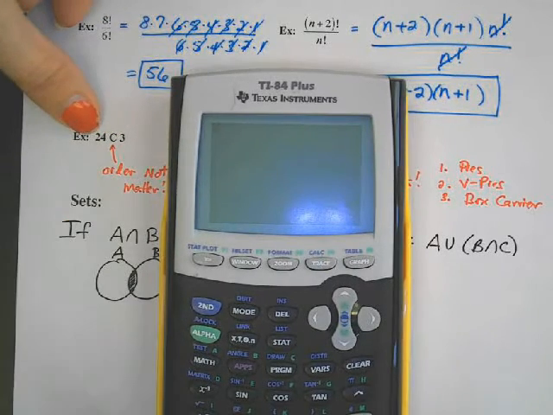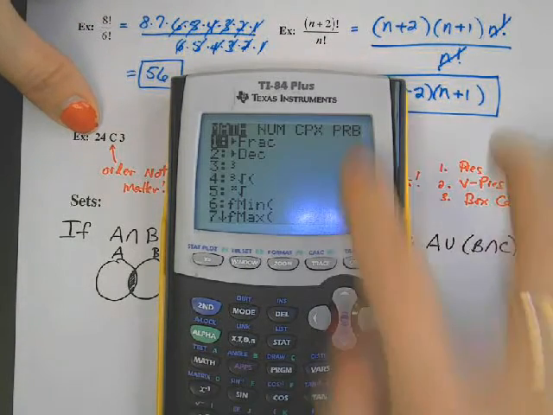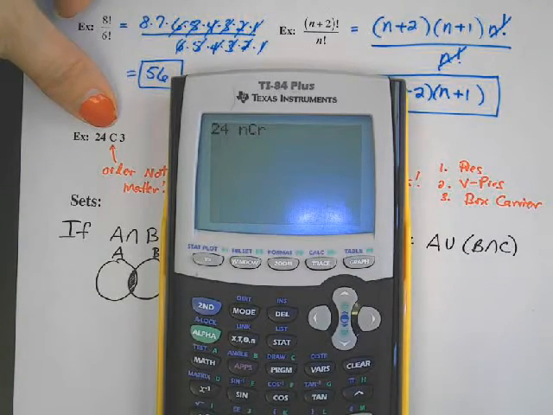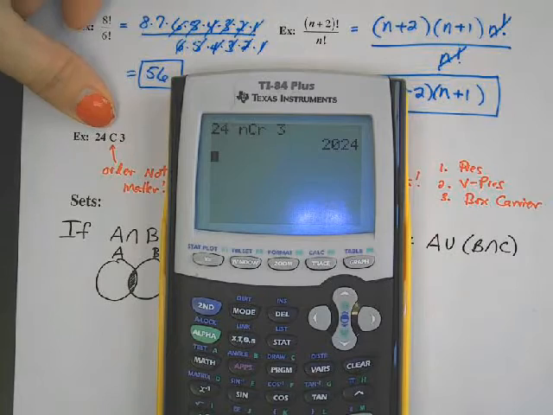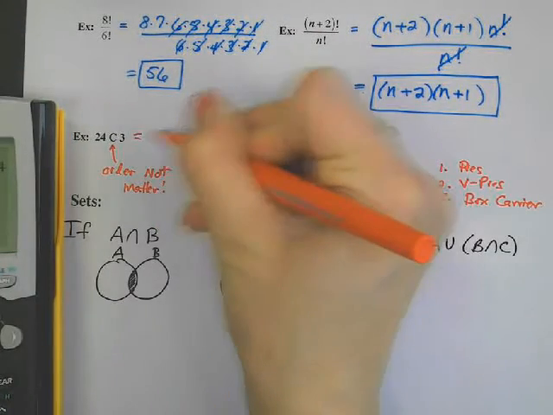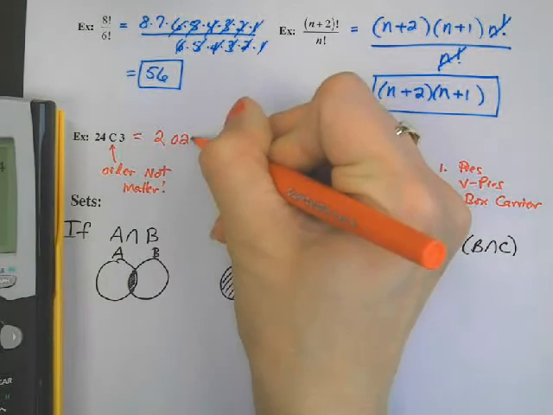Okay, so if you need to do 24 choose 3, the first thing to do is type 24. And we're going to hit math and go back to that probability command, and there it is, choose. So there's 24 students, and 3 of you have to help me carry boxes. There's 2,024 ways I can pick 3 box carriers.